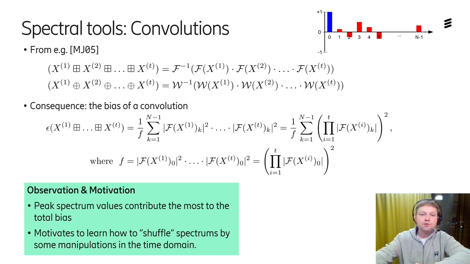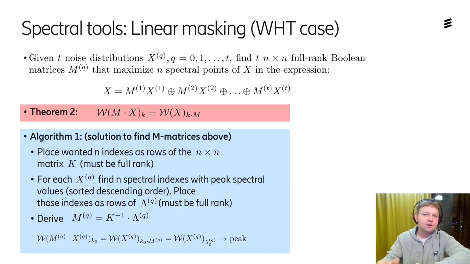This observation can be used for searching good linear masks, and this motivates us to develop spectral tools for cryptanalysis further on. So consider the general case when we have T n-bit noise variables x1, x2 and so on, and we want to find the sequence of linear matrices m1, m2 and so on, each of size n times n bits, such that the sum expression above would result in a new noise variable x that would have a very large bias.